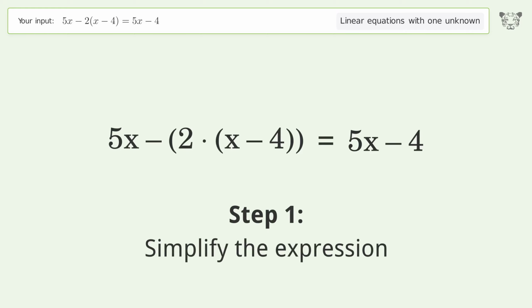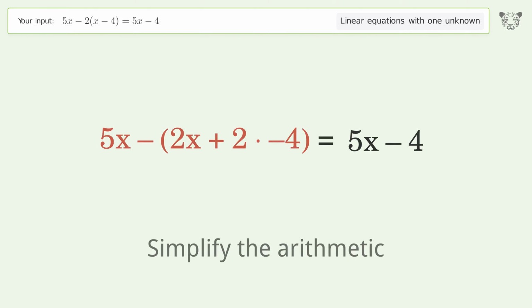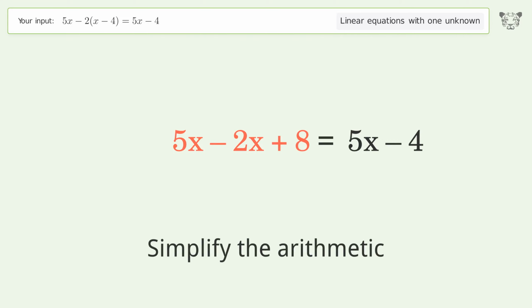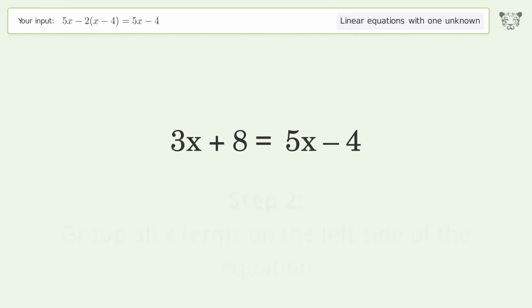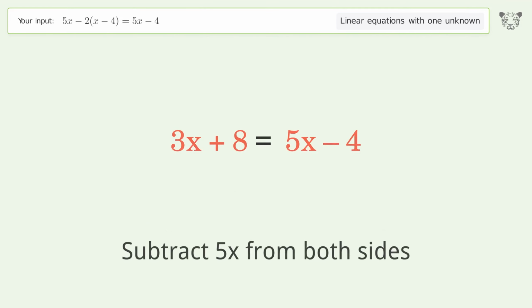Simplify the expression. Expand the parentheses. Simplify the arithmetic. Expand the parentheses. Simplify the arithmetic. Group all x terms on the left side of the equation. Subtract 5x from both sides.